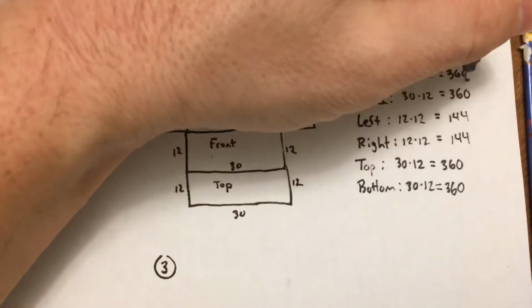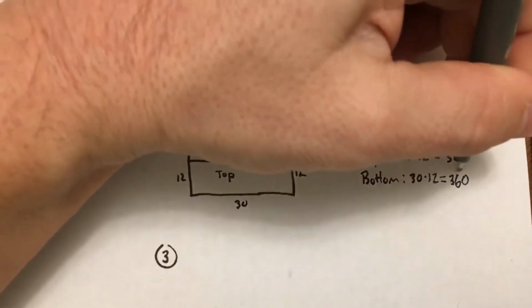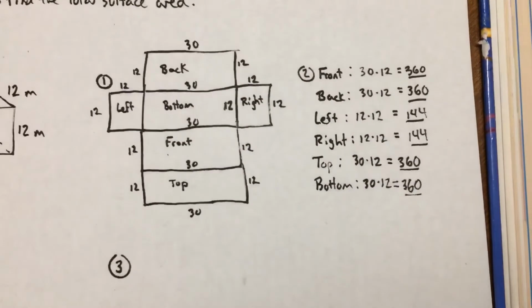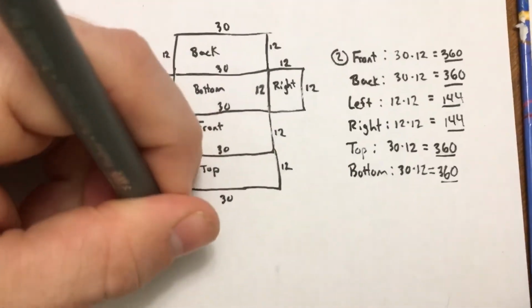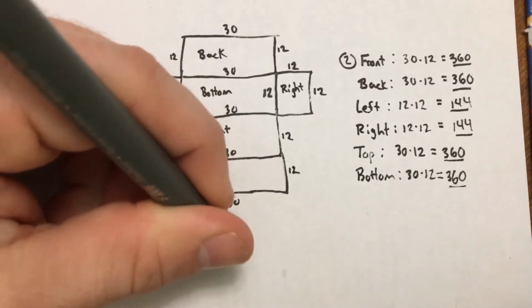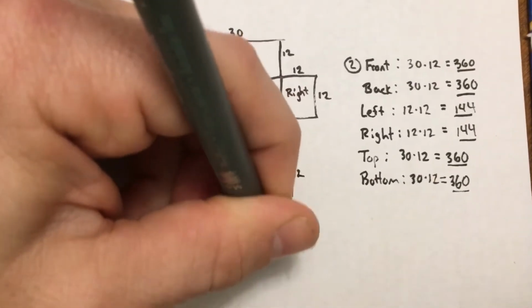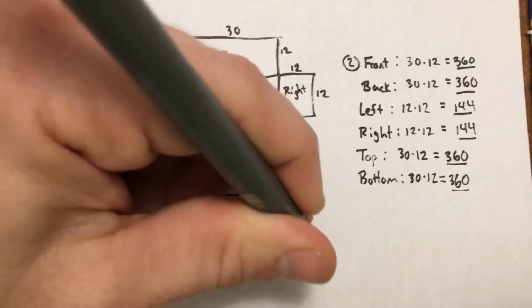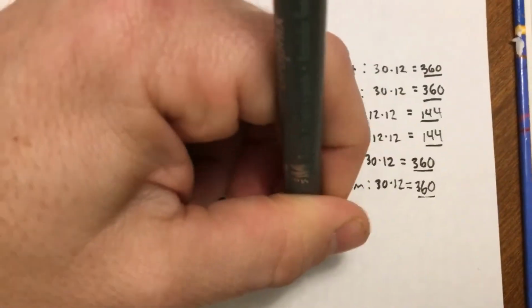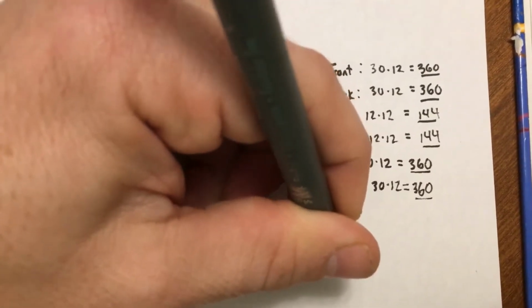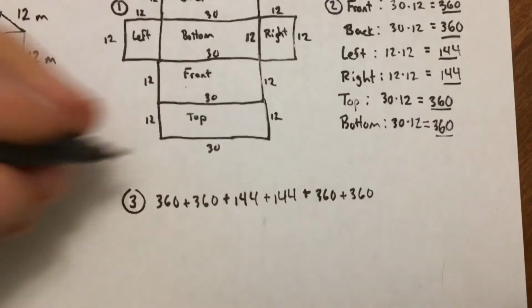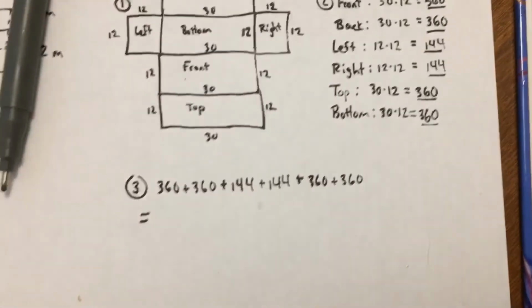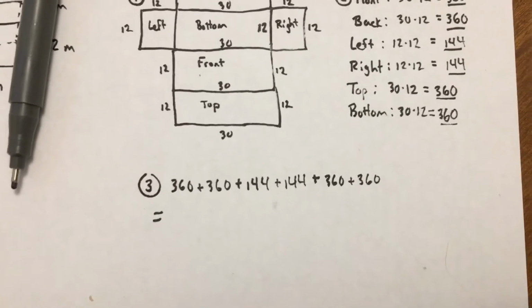So we've got 1, 2, 3, 4, 5, 6 areas in total that we're going to add together. So we've got 360 plus 360 plus 144 plus 144 plus 360 plus 360. So we're going to add all those together to find the total surface area.